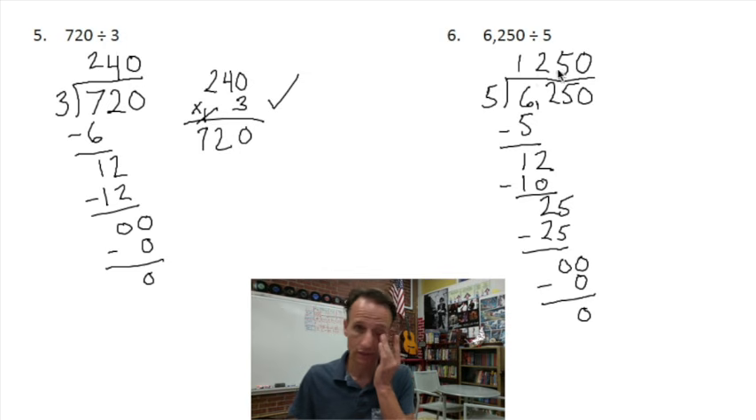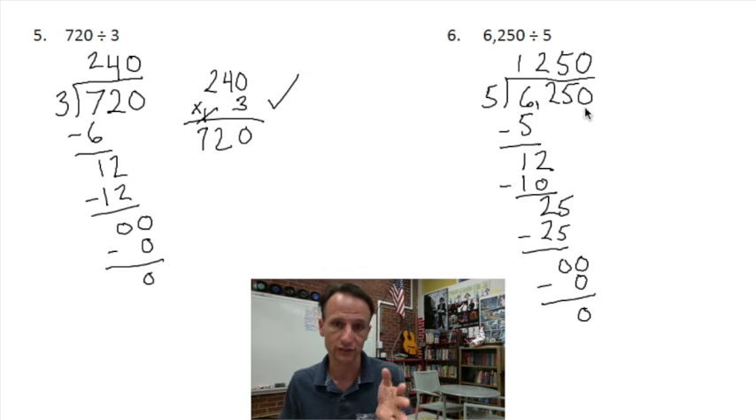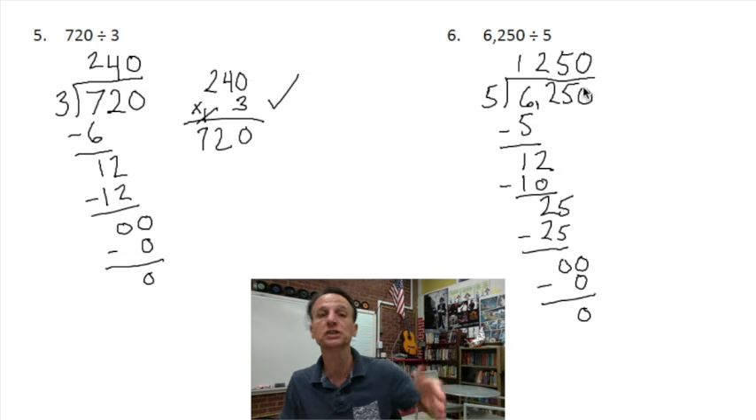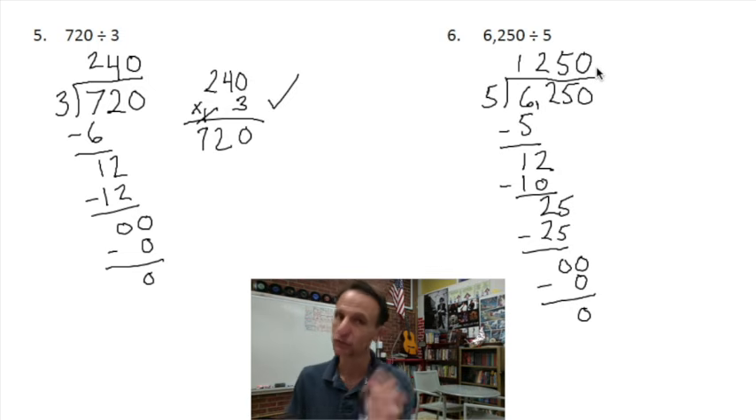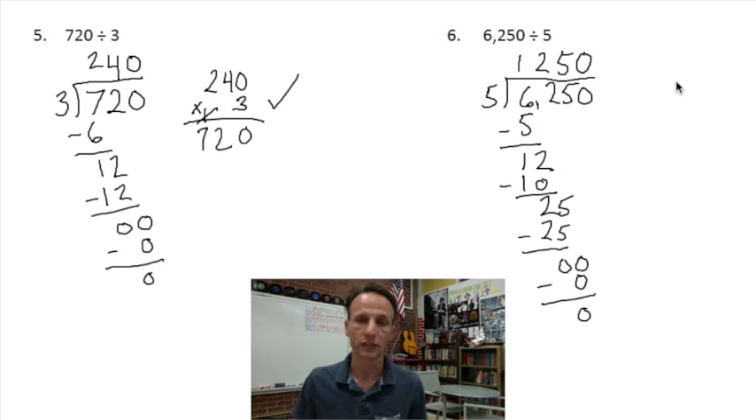If you did this the wrong way and got 125, just left off that ones place, first of all, you'd notice you got a gap-toothed quotient that's missing a place value, but also when you went to do the check for real, you would have realized you get 625 instead of 6,250. So let's do that check.